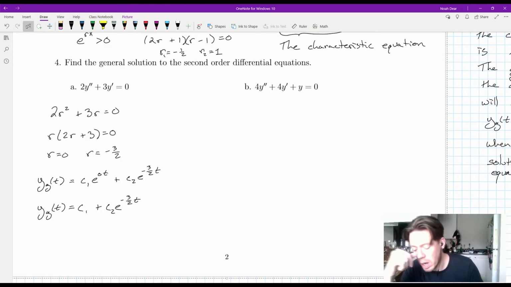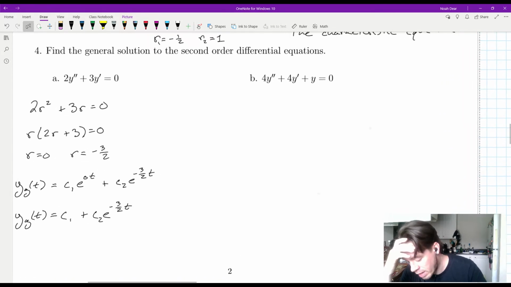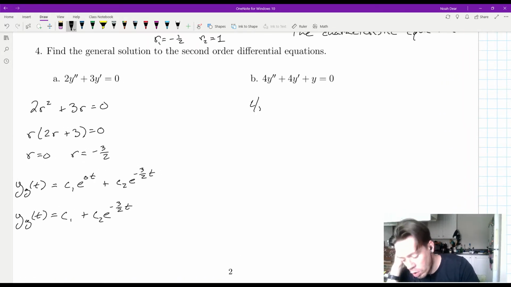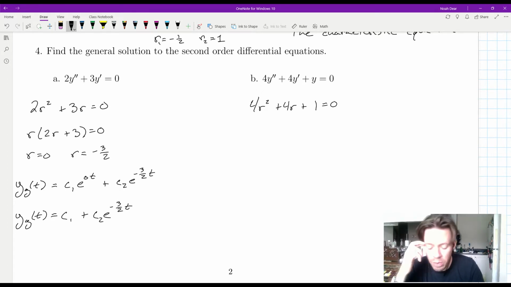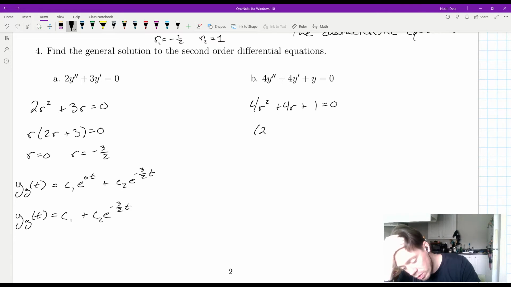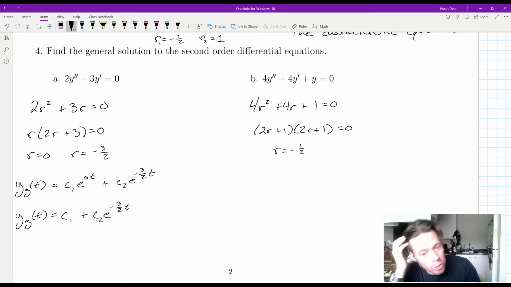So I'm going to start by writing down the characteristic equation, 4r squared plus 4r plus 1 equals 0. And when I go to factor this, we get 2r plus 1 times 2r plus 1 equals 0. And so what we get from this is r equals negative 1/2. And that's the only solution here.